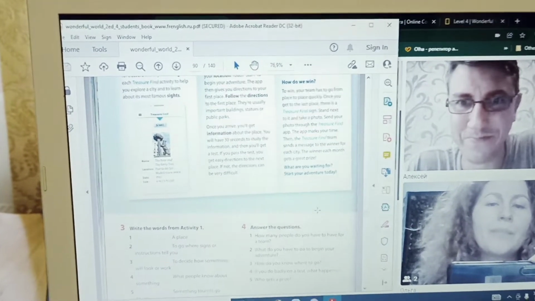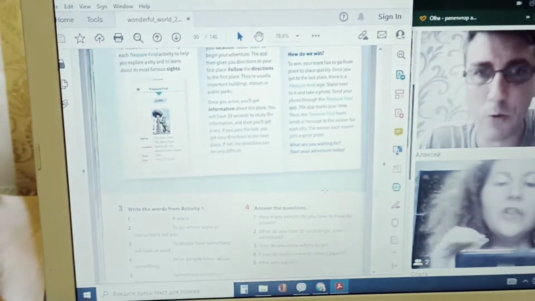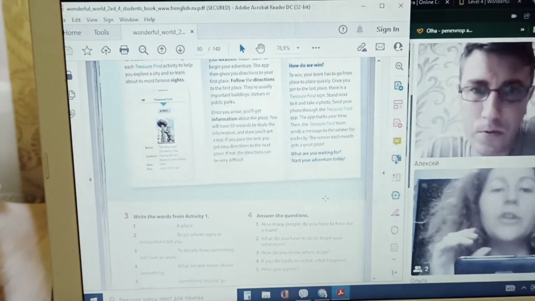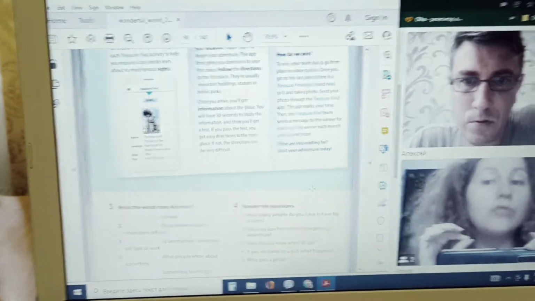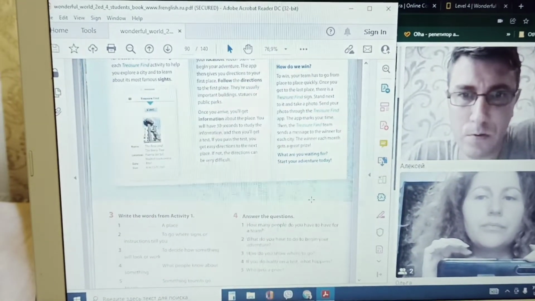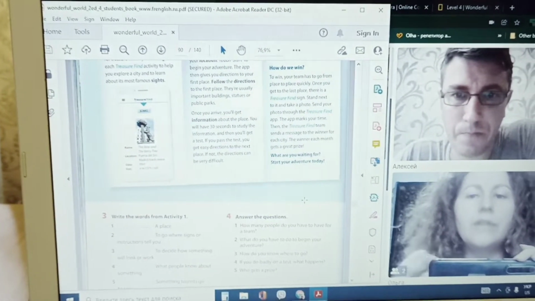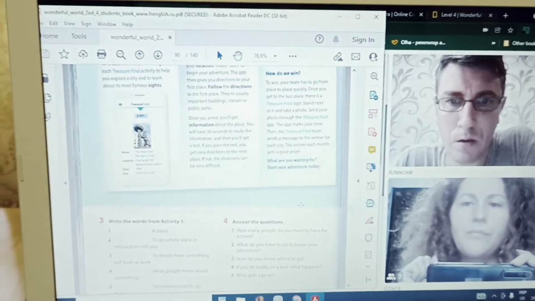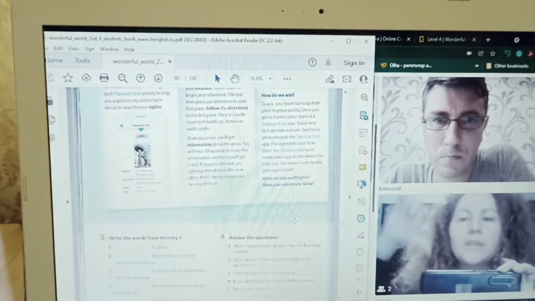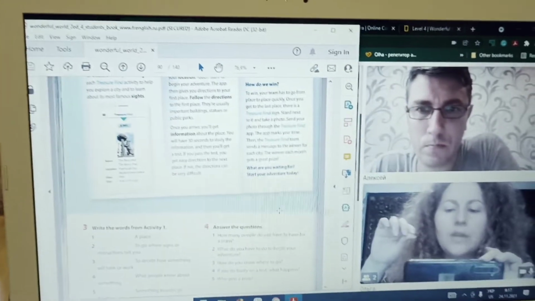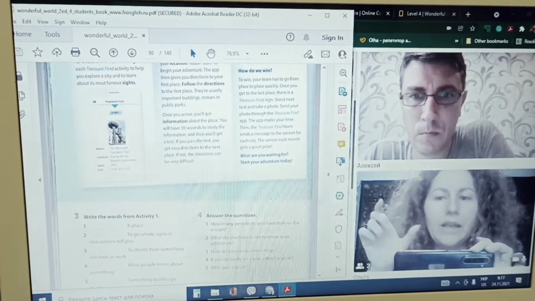If you do badly with your test, the direction can be very difficult. Badly doesn't mean do something wrong, do something incorrect. Badly.